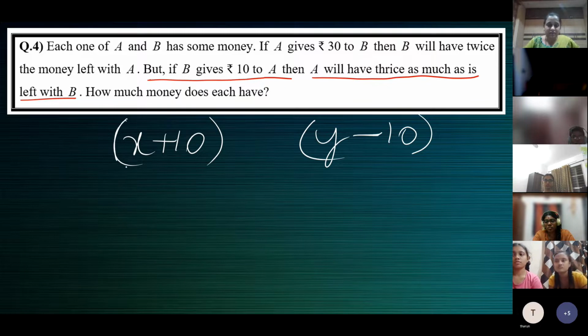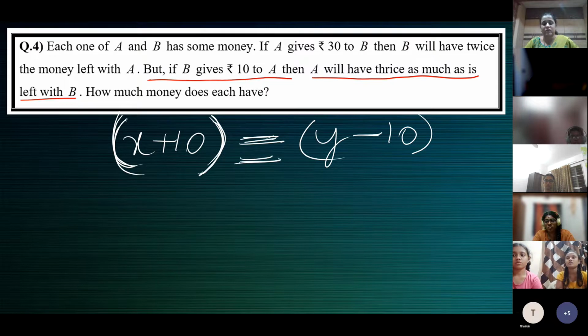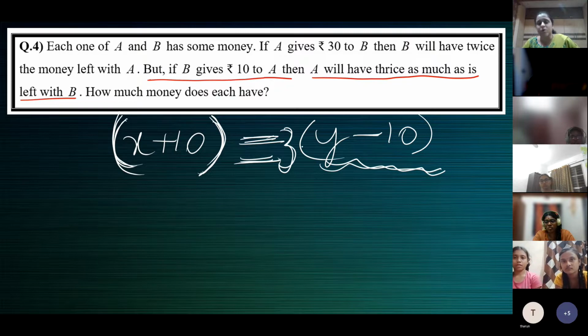Then A, see here, this is A, will have, meaning equal to, will have thrice as much as is left with B. How much is left with B? This is left with B. Thrice as much as left with B. This is what is left with B. So 3 times what is left with B. 3 times that. So 3 into.